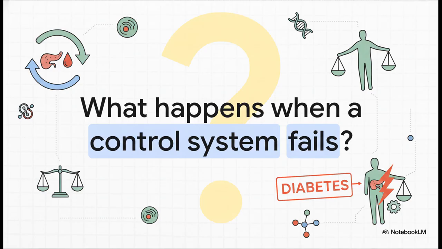So, to finish up, I just want to leave you with this one question. We've spent this whole time talking about how these amazing systems maintain a perfect balance. But what happens when one of them fails? Think about it. If the control system for your blood glucose breaks down, what do you get? You get a condition like diabetes. And that is why homeostasis is such a vital topic. It doesn't just explain how things work when they're going right, it's also the key to understanding major diseases and what happens when things go very, very wrong.